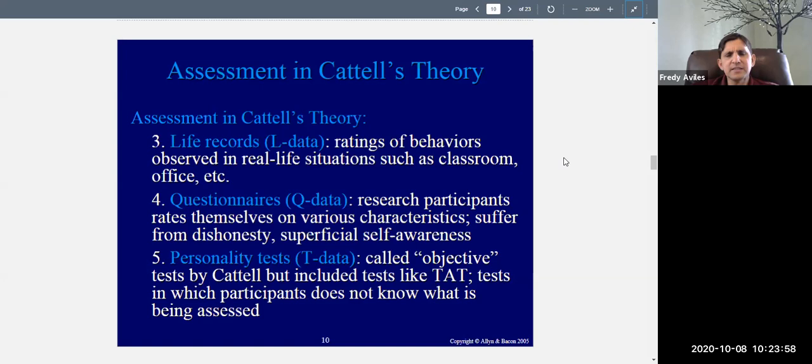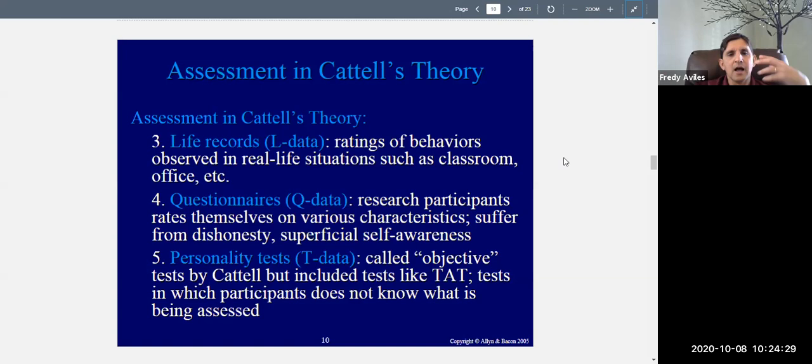It's basically ratings of behaviors from things that you do, how well you do in the classroom, how well you do at work, things like that. And then he also has questionnaires, Q data, where the research participants rate themselves, okay? With life data, it's just information about you that other people record, basically. Questionnaires is basically information that you record yourself, where you answer certain questions, right? You rate yourself on how aggressive you are, how honest you are, et cetera, right?